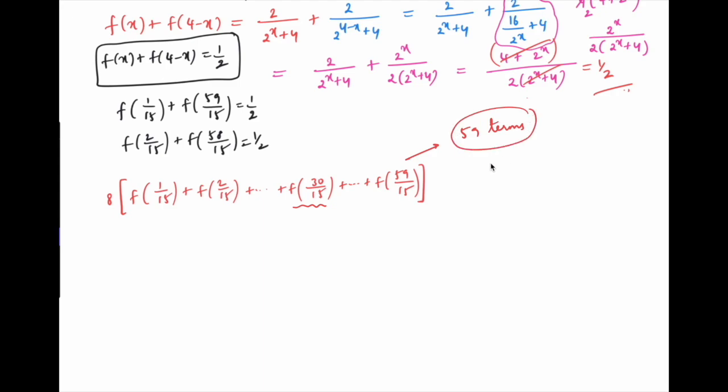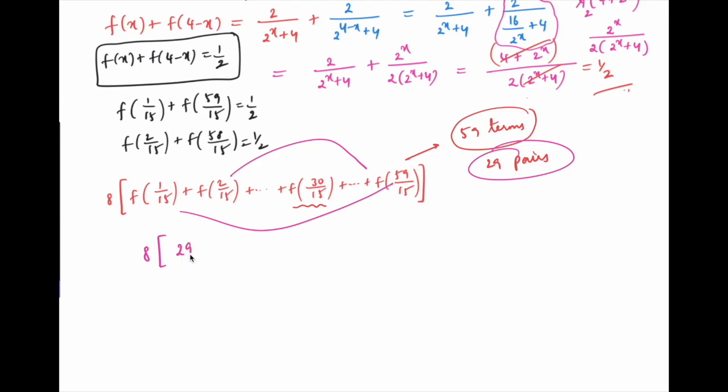So there are 29 pairs of the numbers: 1 upon 15 plus 59 upon 15, 2 upon 15 plus 58 upon 15, and so on. 29 pairs are there. So you will get 8 times (29 times, since each pair's sum is 1 by 2, so 1 by 2, plus one more, the middle number, that is f of 30 by 15). So this f of 30 by 15 is f of 2.